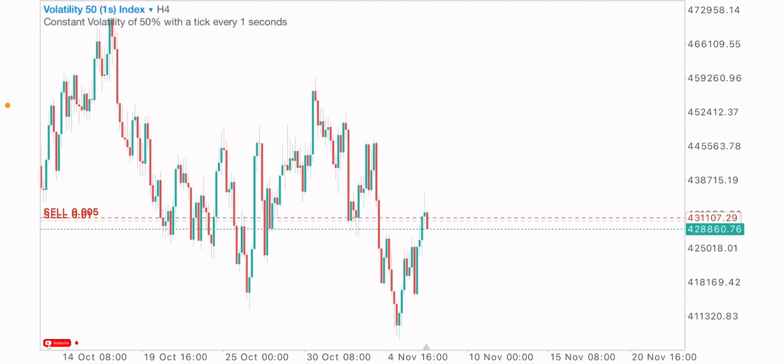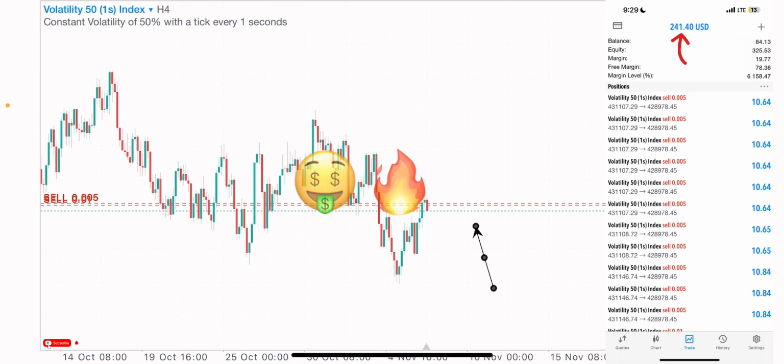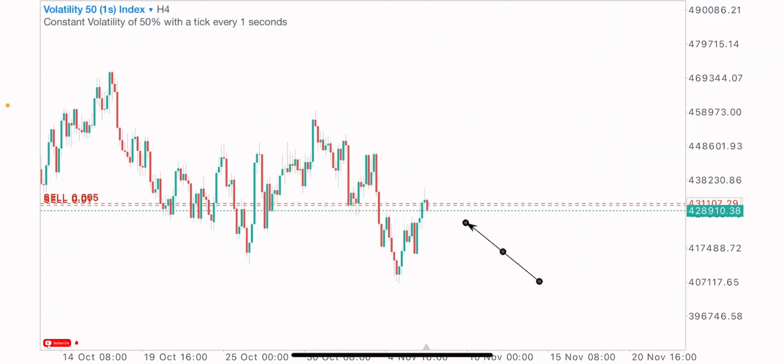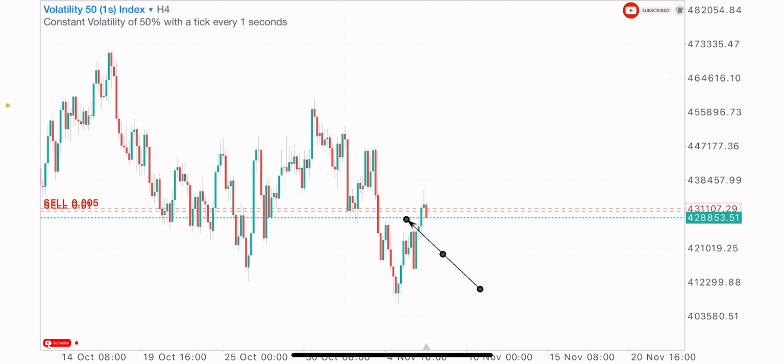I sold Volatility 51S Index at this level, and you can see it moving in good profits, just moving nicely. So what's my market analysis on this index? I was able to predict the sells at this point, and I'm looking into all of that in today's video.